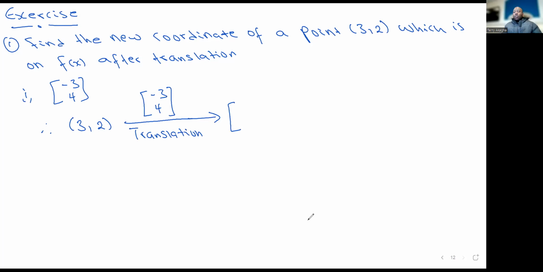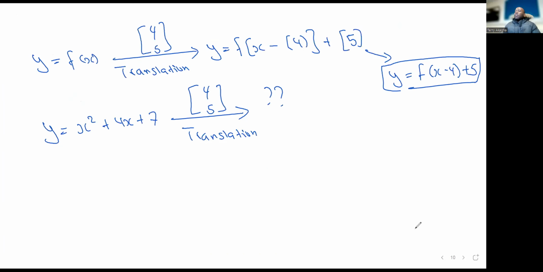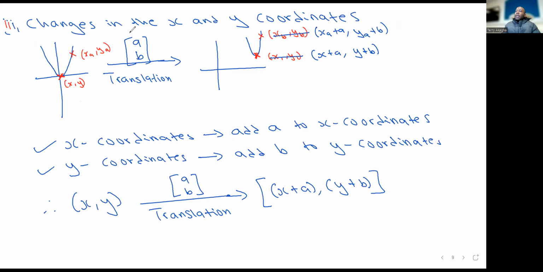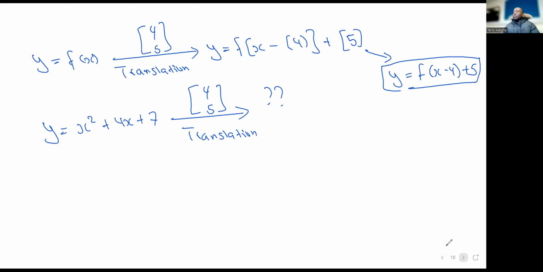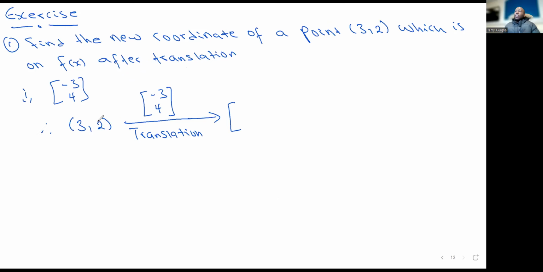So if you go back to what we did, I explained that when you are finding the new coordinates, the first thing to do is to check and add to the x coordinate. When I talked about the changes in the x and y coordinates, I said for the x, you add a to the x, and for b, the change in the y, you add b to the y. So in this question, the new one is going to be 3 plus -3. So you need to be careful here.